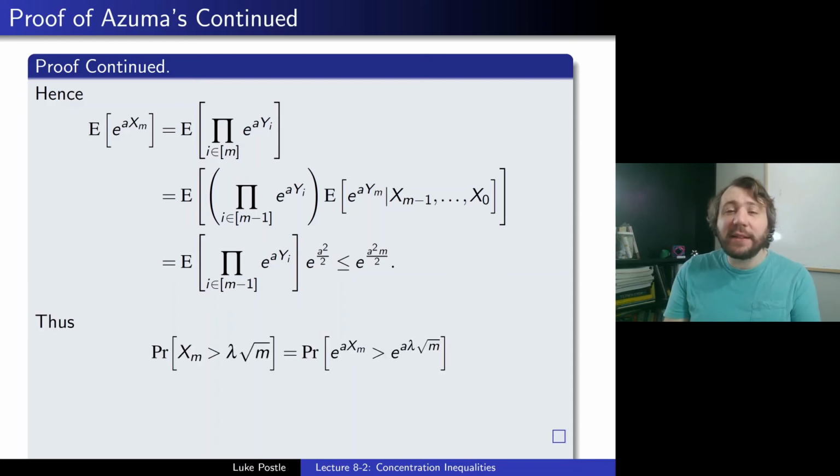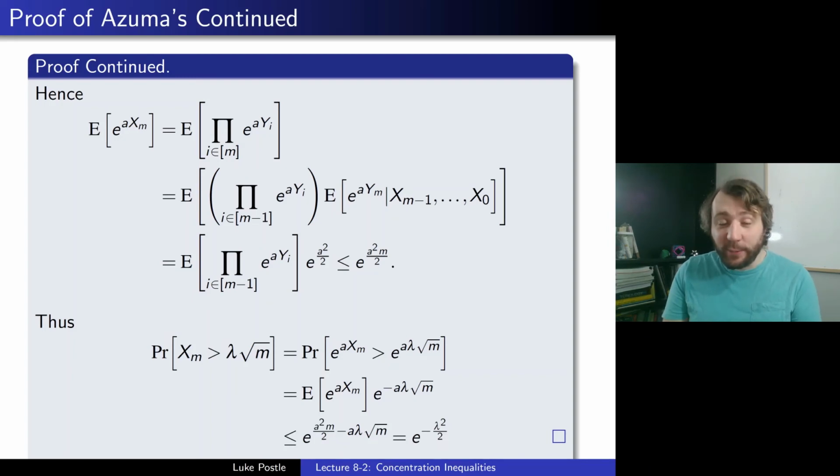And then you're basically done, because we now apply Markov's as we've had before. Again, the probability that x_m is at least lambda square root of m is the probability that e to the a x_m is at least e to the a lambda square root of m, which by Markov's is the expectation of e to the a x_m divided by e to the a lambda square root of m. Now we use the upper bound from above, so we get e to the a squared m over 2 minus a lambda square root of m. And this is where we use our cleverly chosen a, so these end up canceling out, and we get e to the minus lambda squared over 2, right?